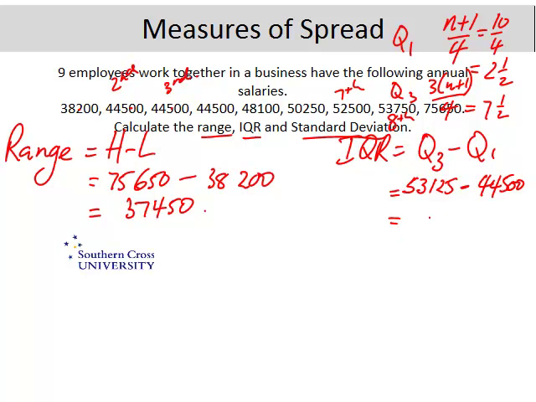So the interquartile range is 8,625. That is the range for the middle 50%. And for the standard deviation, you need to make an assumption about whether it's a population or a sample. Let's call it a sample. And when you do that on your calculator, you'll just get 10,674. I can't demonstrate the use of a calculator with this kind of video.